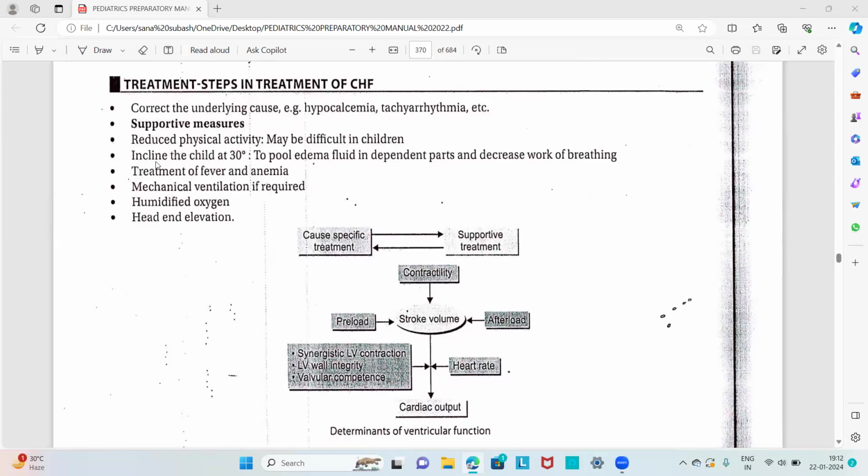Another supportive measure is to incline the child at 30 degrees to pool the edema fluid in the dependent parts and decrease the work of breathing. And we have to treat any high output conditions like fever and anemia. Mechanical ventilation is administered if required, along with humidified oxygen administration and head end elevation. These are the supportive measures for the treatment of congestive heart failure.